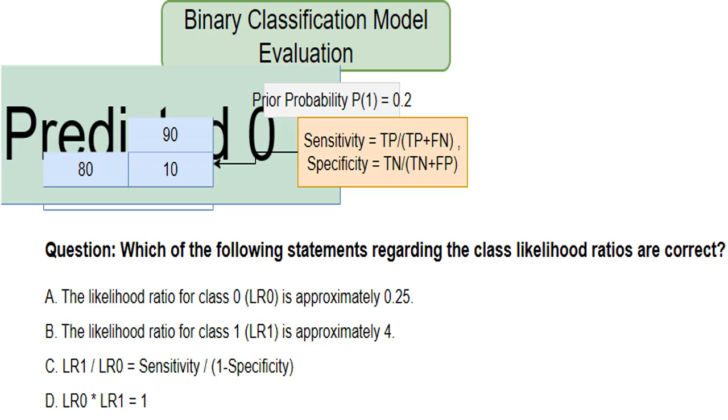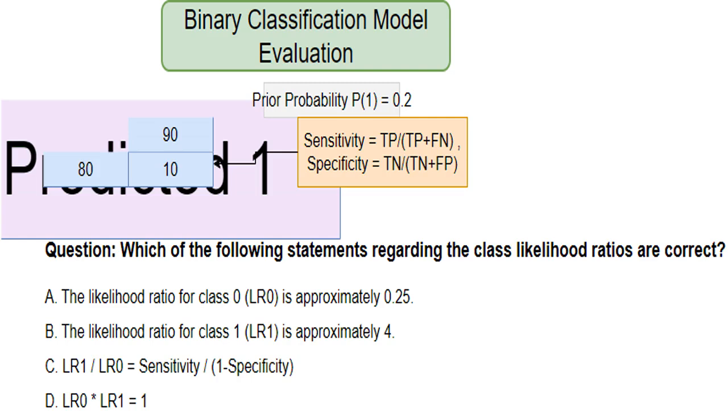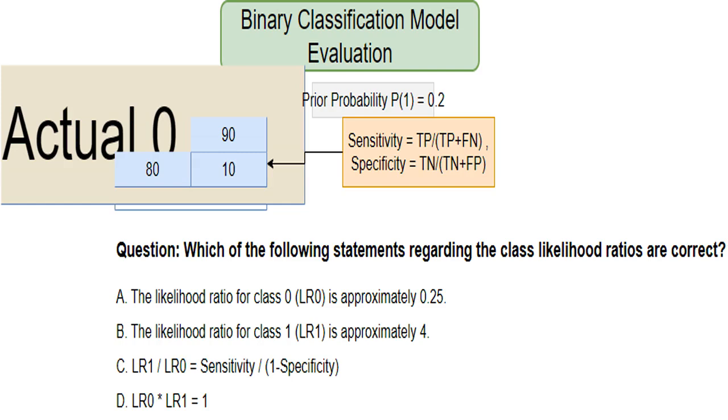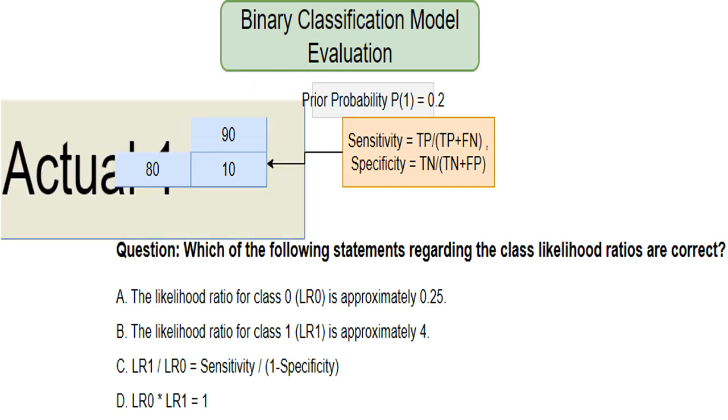This column shows the number of instances the model predicted to belong to class 0, negative class. This column shows the number of instances the model predicted to belong to class 1, positive class. This row represents the actual class labels of the instances which actually belong to class 0, negative class. This row represents the actual class labels of the instances which actually belong to class 1, positive class.